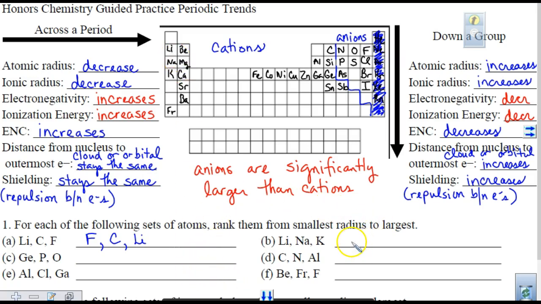Alright, for set B, we are looking at three elements that are in the same group: lithium, sodium, and potassium. The trend for atomic radius going down is that it increases as we go down. Since lithium is higher in the group, it will be the smallest. And these are actually written in correct order as given.